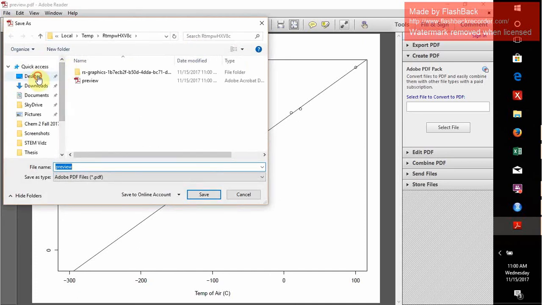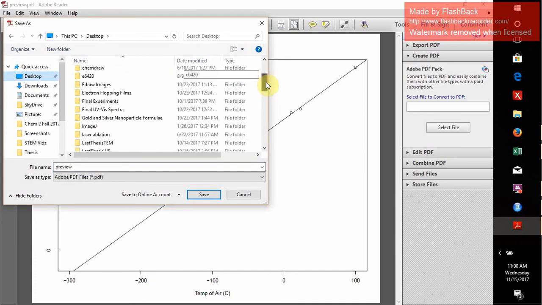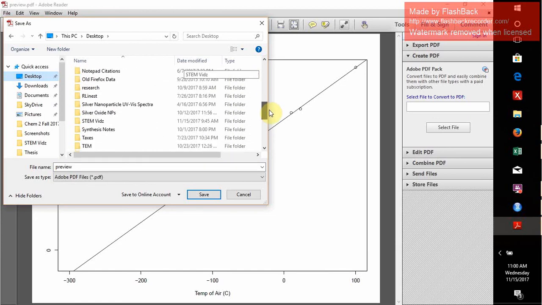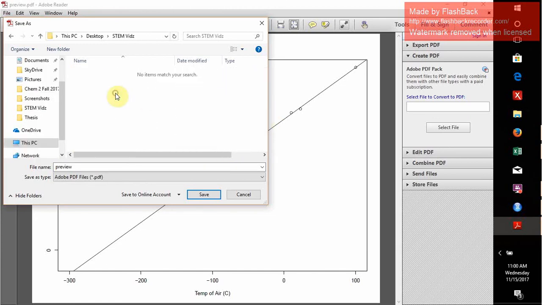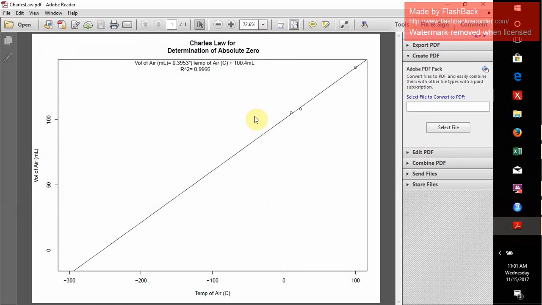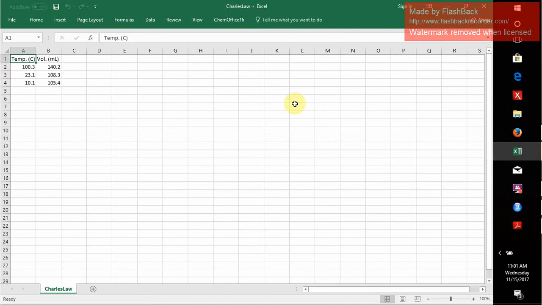Let's save it in the same folder as the folder containing the Excel file that we started with. So that was STEMVids, and we'll call this the Charles Law PDF. Save. Alright, so now we have this plot. So we've sufficiently performed a least squares linear regression in RStudio with our experimental data. We can do the exact same thing in Excel, and let me show you how I would do that now.